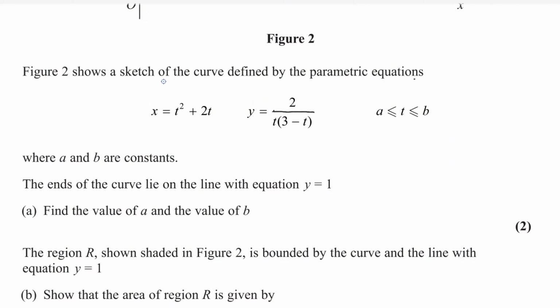Figure 2 shows a sketch of the curve defined by the parametric equations x equals t squared plus 2t and y equals 2 over t(3 minus t), and the value of t is from a to b, where a and b are constants. The ends of the curve lie on the line with equation y equals 1. Find the value of a and the value of b.